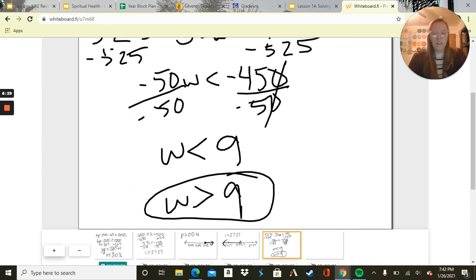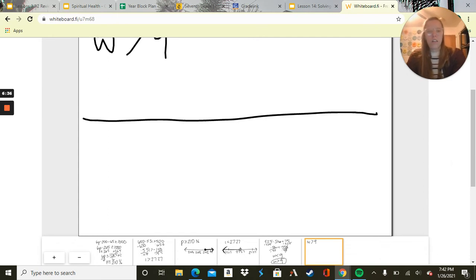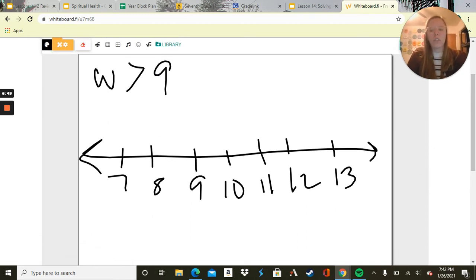So on the next one, we will graph that. So W is greater than 9. So again, let's start 7, 8, 9, 10, 11, 12, 13. So we don't have a greater than or equal to with it, so we're just going to draw an open circle at 9. If W is greater, we're going to go up. Okay? So let's go back to our lesson.